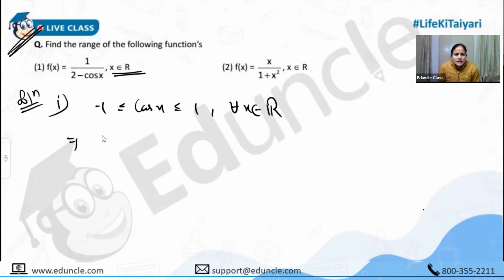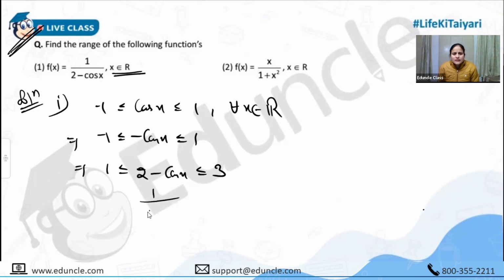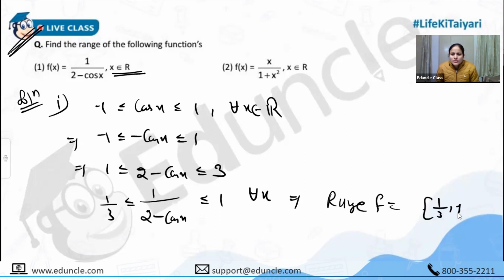So let's take the negative. Negative will lie in the same range. Okay, so now add 2. If I'm adding 2, I will have 1 ≤ 2 − cos x ≤ 3. Then take the reciprocal. Yes, correct, beta. So 1 upon 2 minus cos of x lies between 1/3 to 1, and it is true for all x. So the range of my function f is the closed interval [1/3, 1], and hence this function is bounded on the overall domain R.